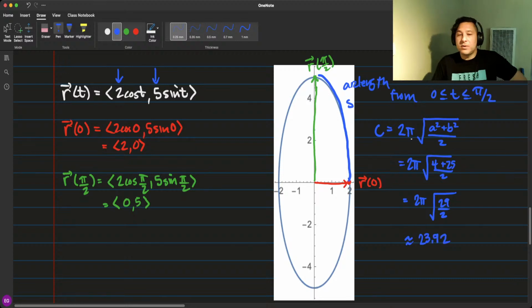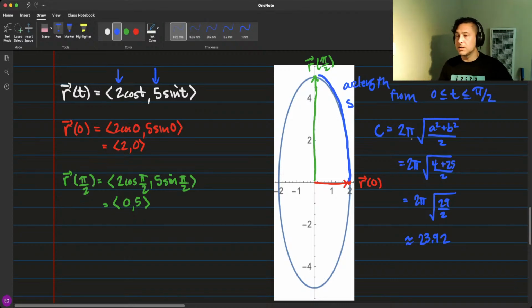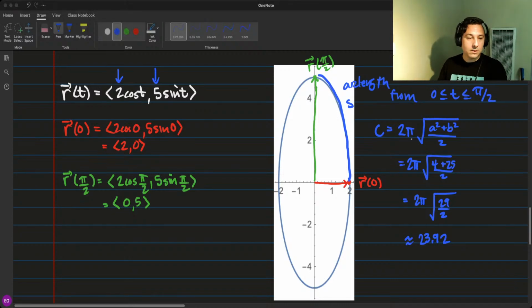So in other words, approximately what is the arc length of my little segment there from t equals 0 to t equals pi over 2? So approximately, what is s equal to?